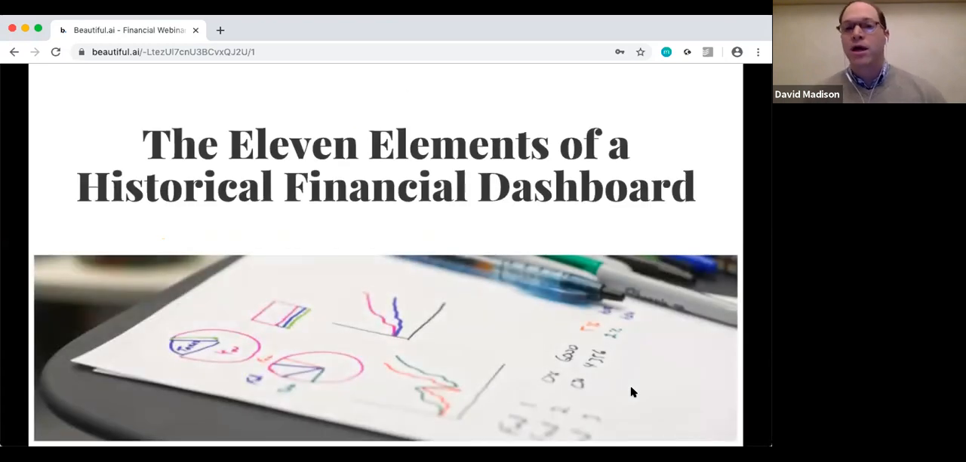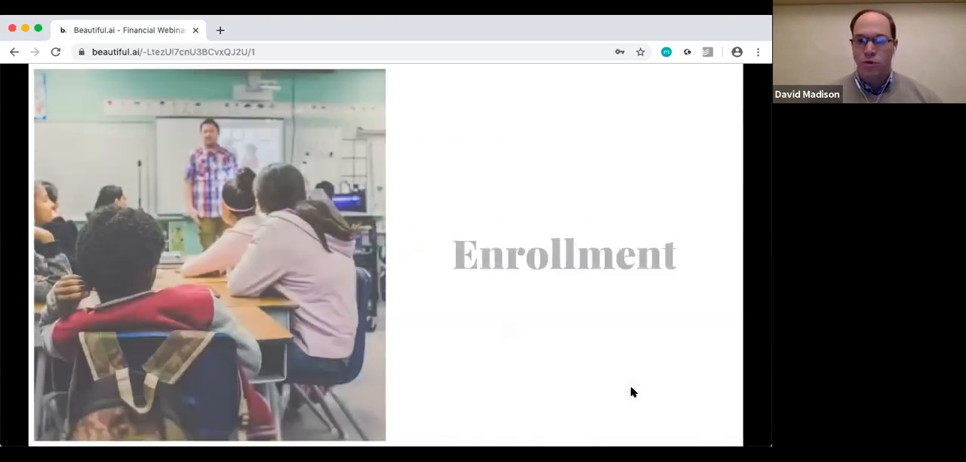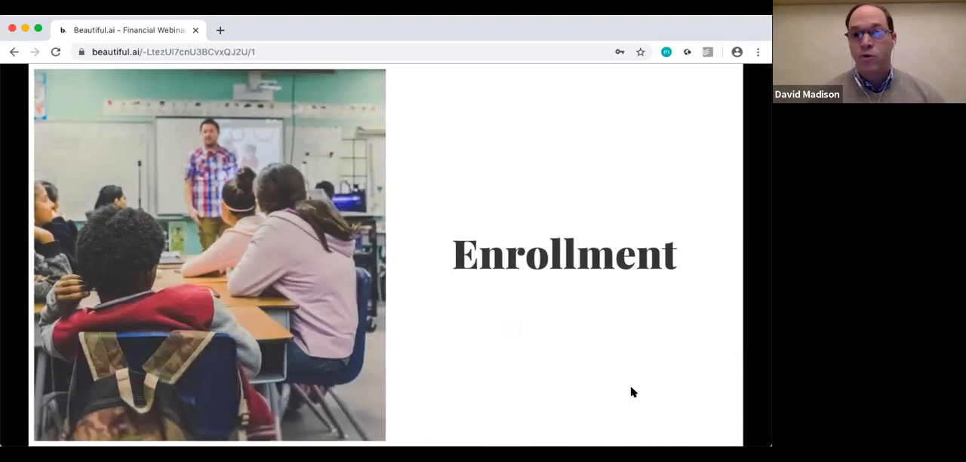Okay, let's take a look at the 11 elements of a historical financial dashboard. Number one, no surprise, is enrollment. You should be tracking the enrollment of the school at least for the past 5 years. In the ideal world, you can go back 10 years. I don't know if that's realistic depending on what kind of records you have in your school, but definitely shoot to have at least 5 years of enrollment data.